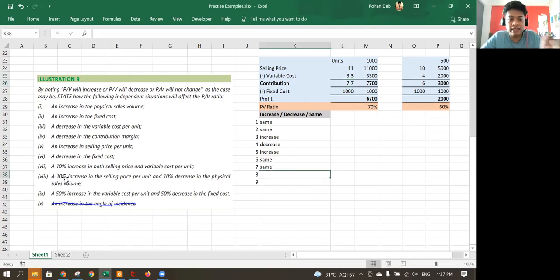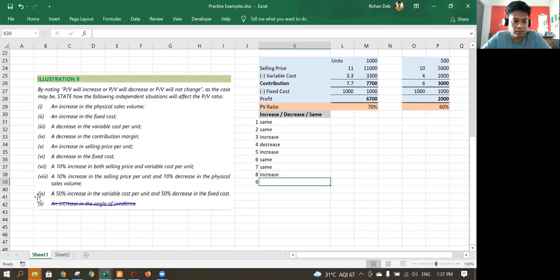Again, 10% increase in selling price and 10% decrease in physical volume. We have seen earlier that physical volume does not make a difference. It does not matter, because whether I decrease my units or increase my units, the contribution remains the same. So this part is useless. Now 10% increase in selling price. We already saw that if my selling price increases, the PV ratio increases.